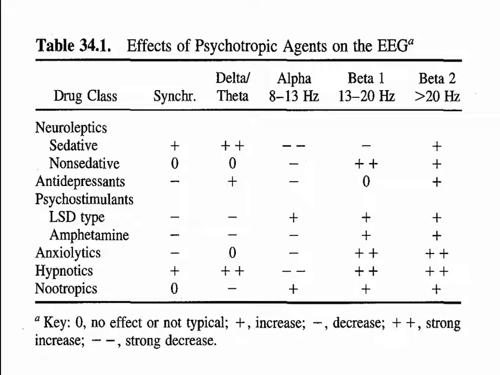So this column that shows synchronization is suggesting that some of these medications cause the EEG to synchronize more, but most of them cause the EEG to synchronize less, to become less synchronized, more desynchronized. And those do tend to correspond to some extent with those that produce a decrease in alpha activity, with the exception of the sedative neuroleptics, which have a different effect.